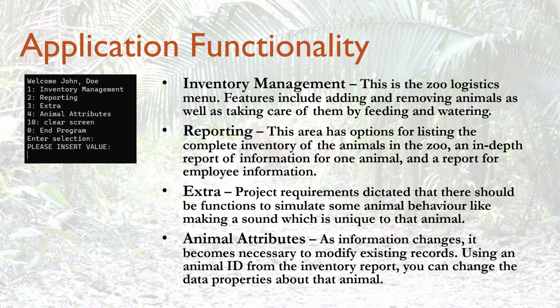Animal attribute, number four, is where encapsulation takes place, where animal attributes such as age, weight, and name are modified by implementing getter and setter methods to enforce data encapsulation.